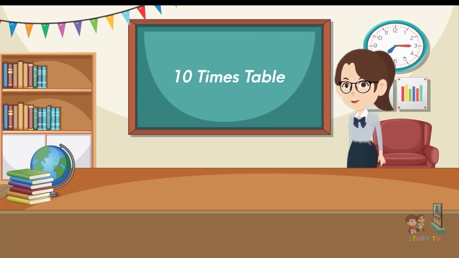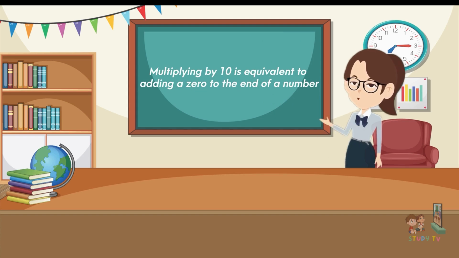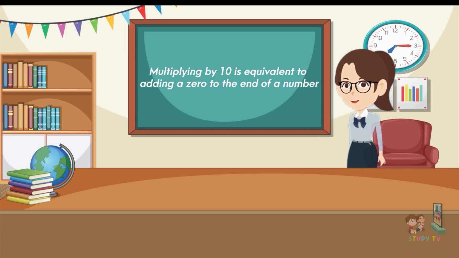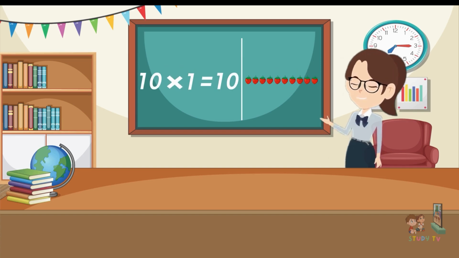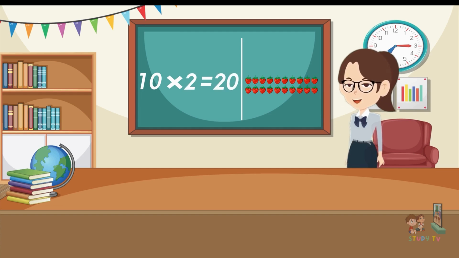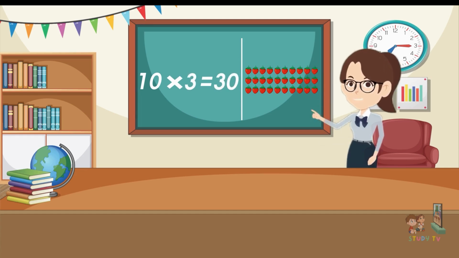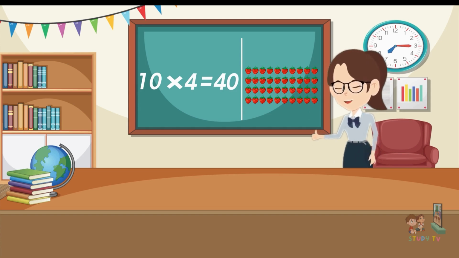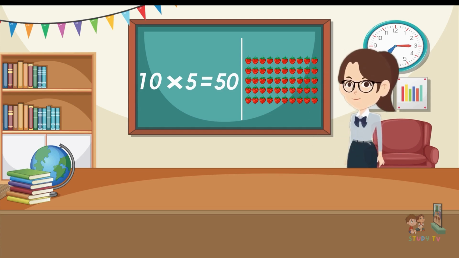10 times table. Multiplying by 10 is equivalent to adding a 0 to the end of a number. 10 into 1 is equal to 10. 10 into 2 is equal to 20. 10 into 3 is equal to 30. 10 into 4 is equal to 40. 10 into 5 is equal to 50.